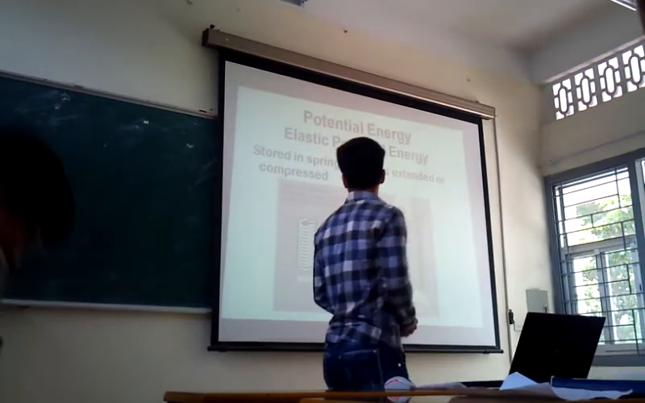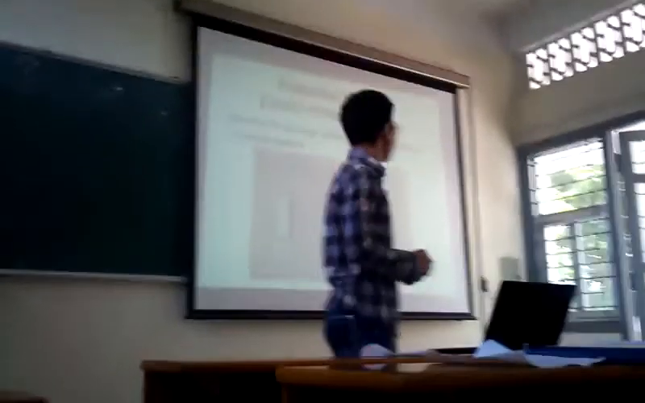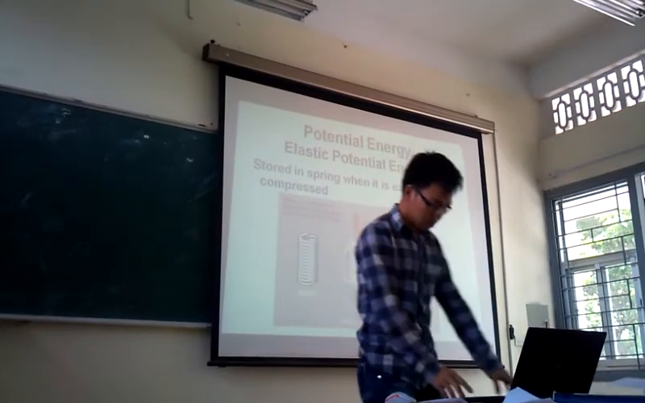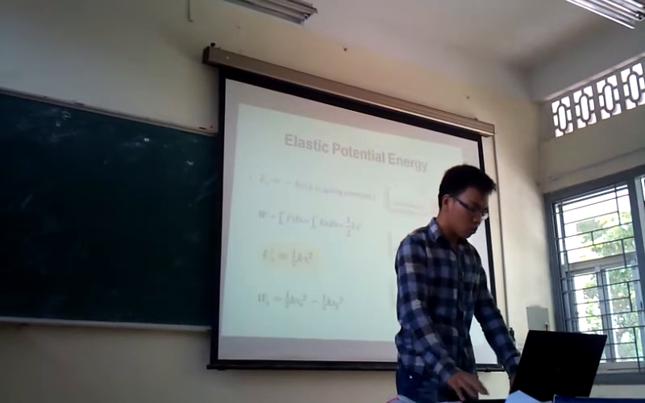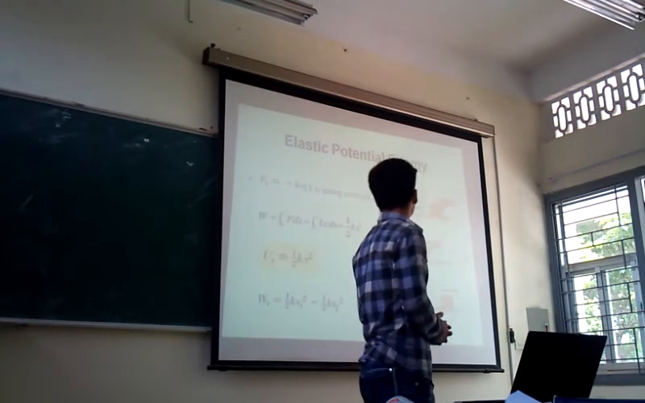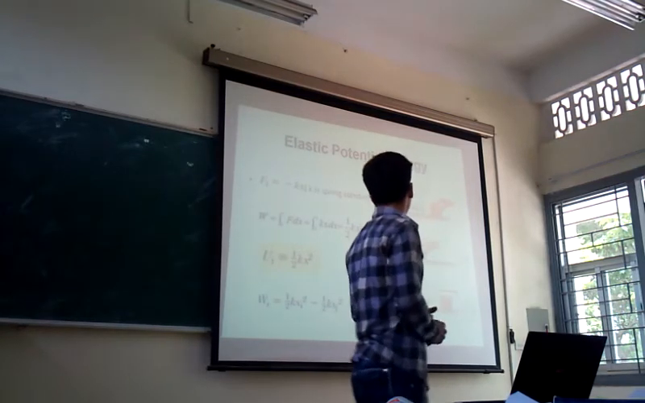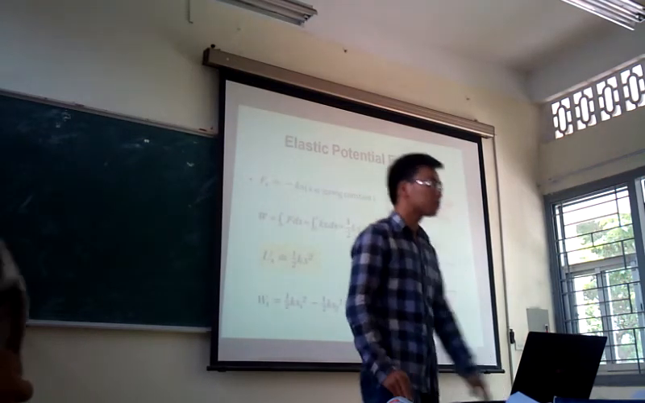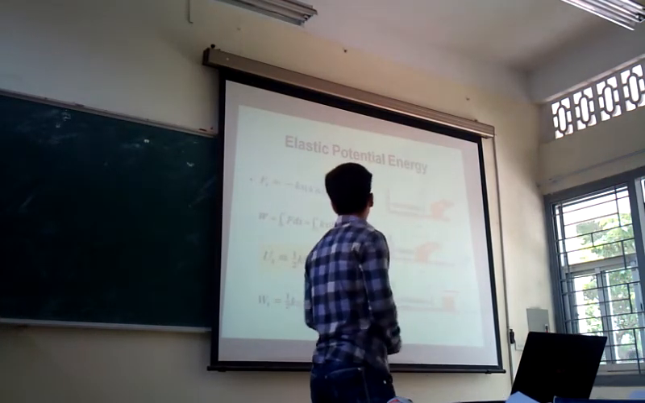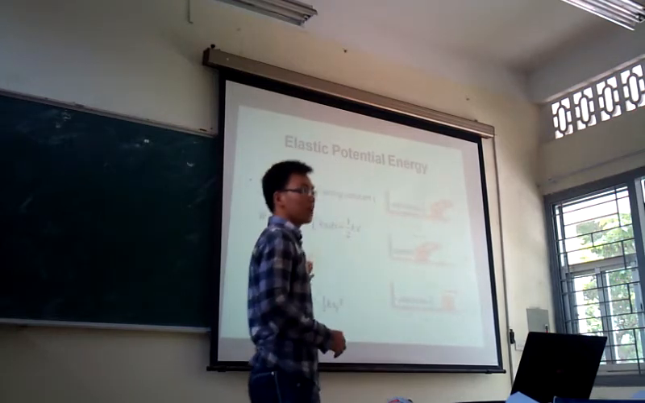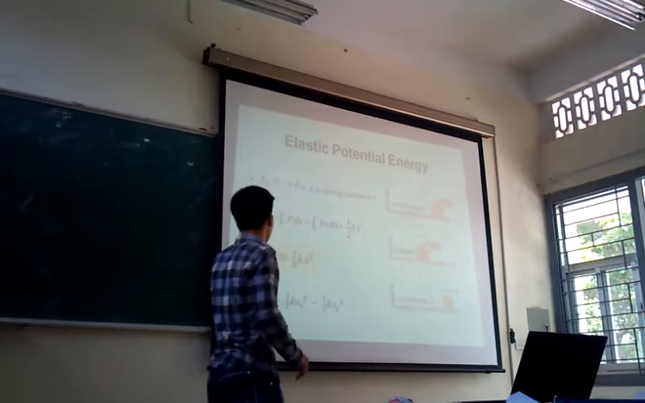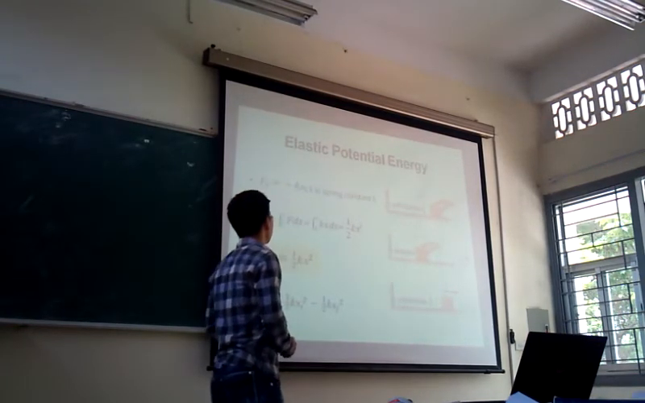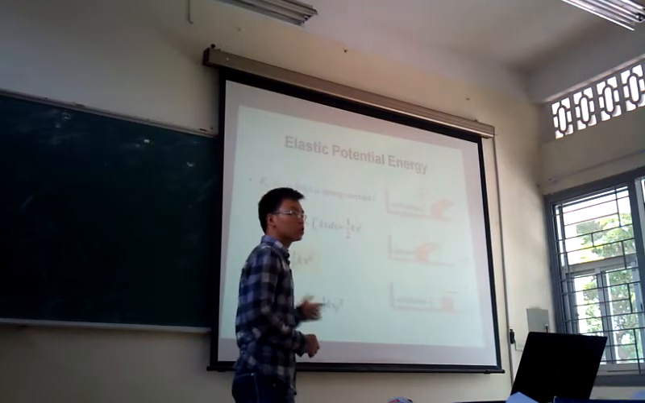Let's move on to the elastic potential energy. Elastic potential energy is energy stored in a spring when it's compressed or stretched. Similar to gravitational potential energy, the elastic potential energy also depends on the position. You can see this slide showing the form of elastic potential energy. The final form we write as Us equal to 1 half k multiplied by x squared, where k is the spring constant.